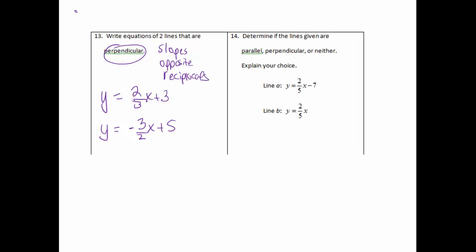minus 100, whatever. Okay, 14, determine if the lines given are parallel, perpendicular, or neither. Parallel lines have the same slopes. If I look at line A, it has a slope of 2/5. If I look at line B, it has a slope of 2/5. So they definitely are parallel. And it does say to explain your choice. I'm going to say the lines have slopes that are the same.